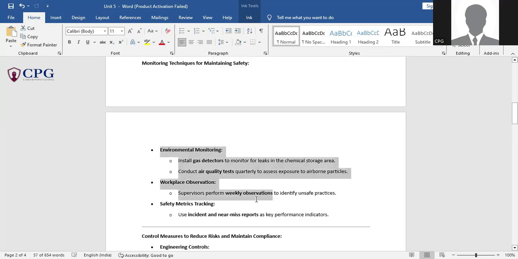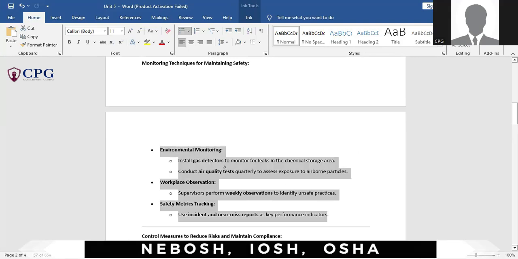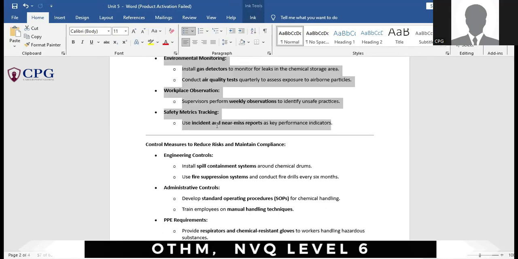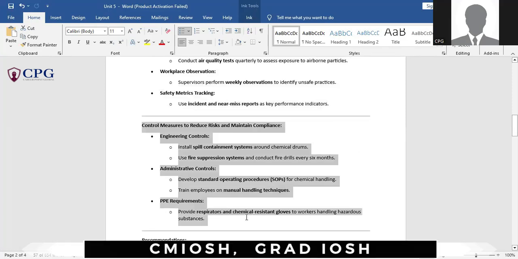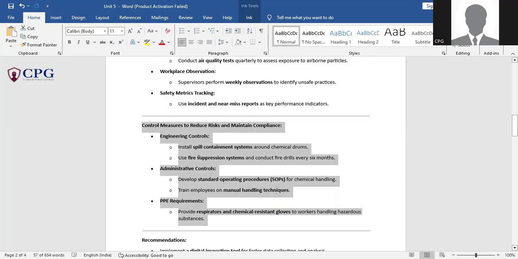So how are you doing that? By using various techniques. Administrative techniques are there, which are inspections and all. Engineering techniques are there, which are using detectors, etc. Now, what are the control measures that you are using at your workplace? See, PPE, administrative control, engineering control, all those things.